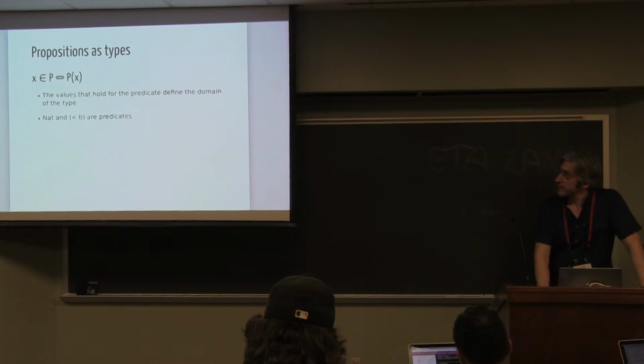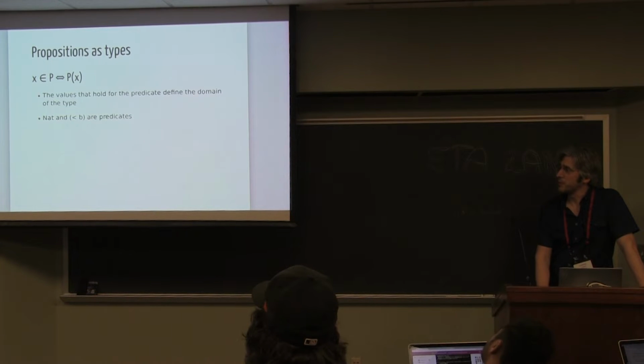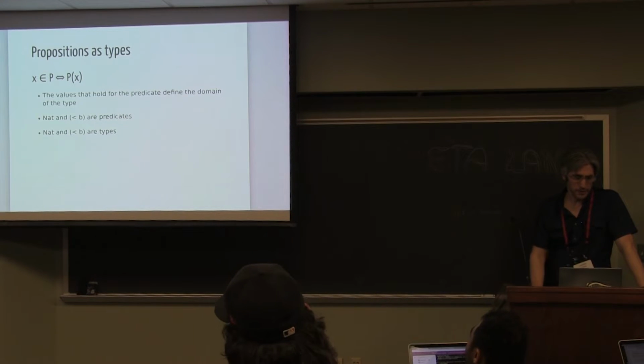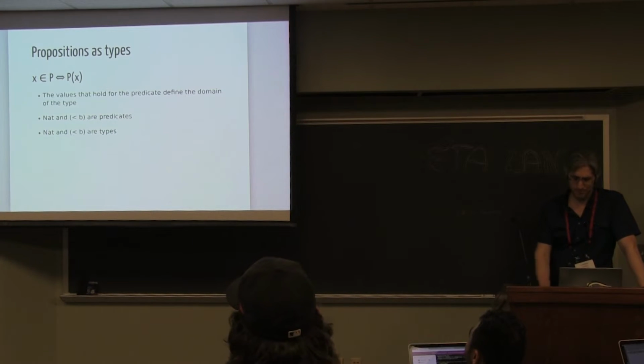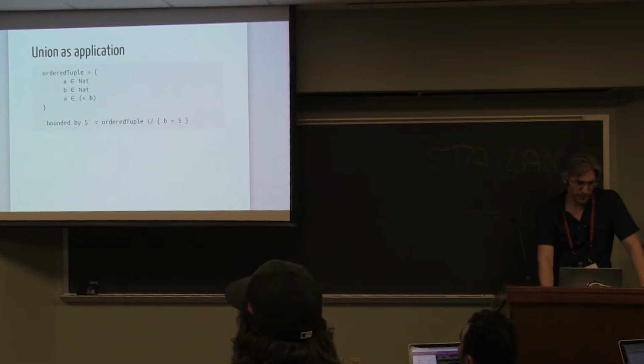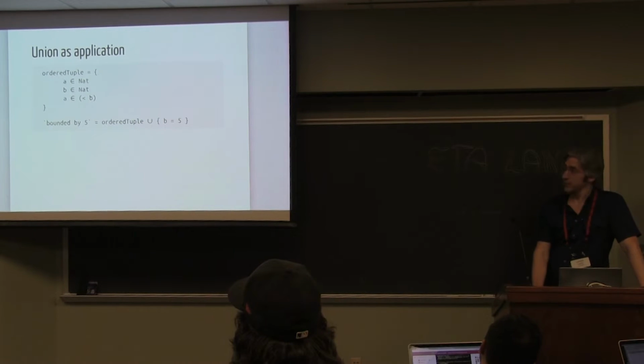And so in the example before, nat and smaller than b were both predicates, therefore both are types. The distinction gets blurred in a way. A bit more syntax and semantics of the calculus. We've seen the union in action.